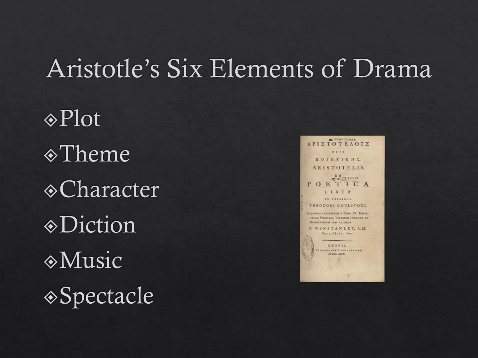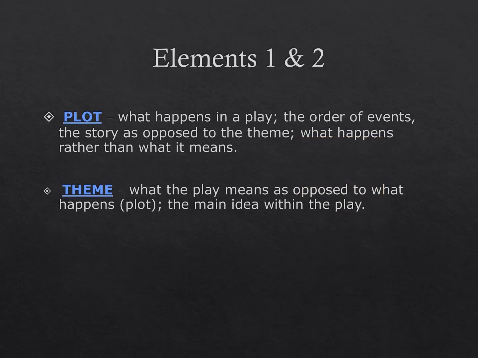For Aristotle, there are 6 elements of drama, and these are plot, theme, character, diction, music, and spectacle. Elements 1 and 2, which are plot and theme, are also elements that you see in short stories.